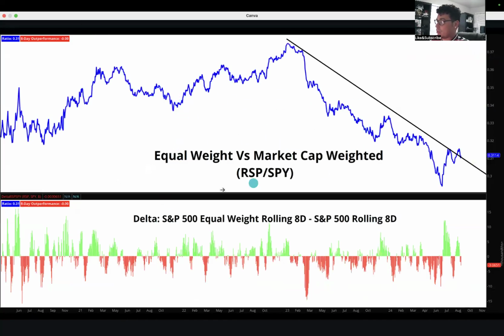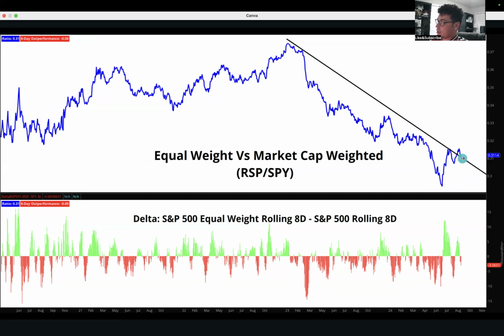Another thing that has me doing that is when you look at the equal weight versus market cap weighted S&P 500. So that's what this line is on the top. When you see this going up, it means that the equal weight is outperforming the market cap weighted. And you see we have this period here where we have this massive outperformance, and now we're consolidating sideways, potentially retesting this initial breakout trend line right here.